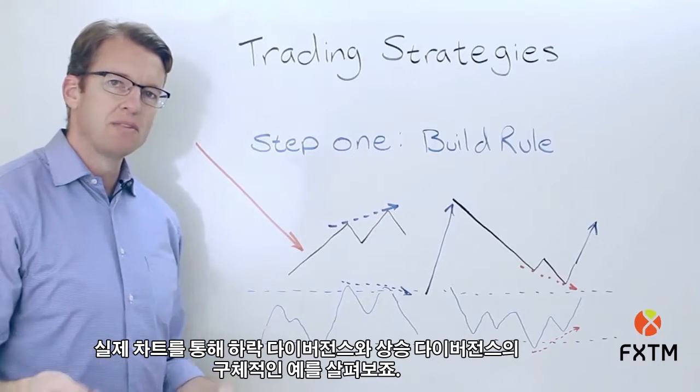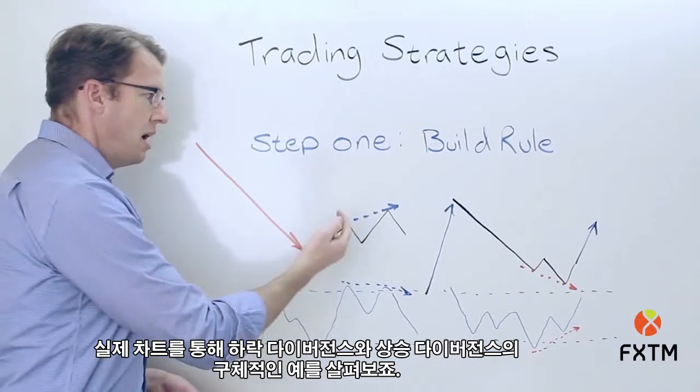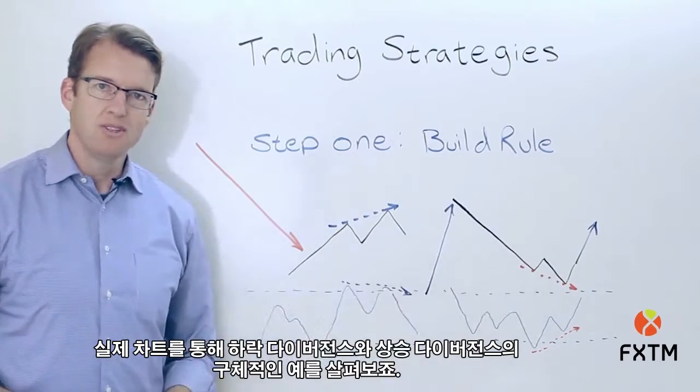So let's take a look at a couple of specific examples on the charts of both a bearish divergence and a bullish divergence.